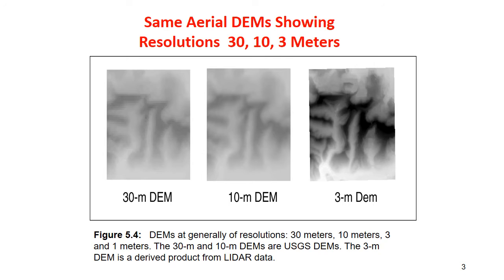The 30 meter and 10 meter DEMs are United States DEMs. The 3 meter DEM is a derived product from LiDAR data. So it means the USGS satellite is working and giving enough 30 meter or 10 meter, using 30 or 10 meter wide pixels, but if they can interpolate and they have a LiDAR system, maybe then that data will be coming.